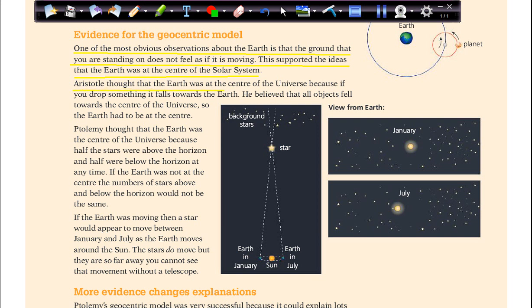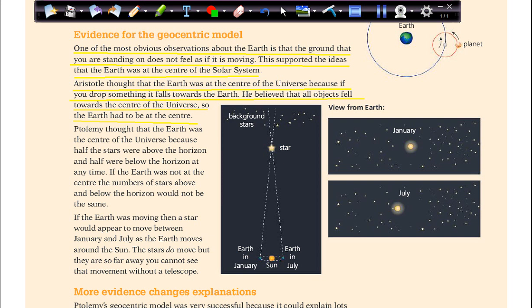Aristotle thought that the Earth was at the center of the universe. Why? Because if you drop something, it falls towards the Earth. He believed that all objects fell towards the center of the universe, so the Earth had to be in the center. He thought it was the center of the universe, not just the solar system, because he didn't know about the gravity force. So he said that everything in the universe, if you dropped it, would fall towards the Earth. That means it falls towards the center of the universe.